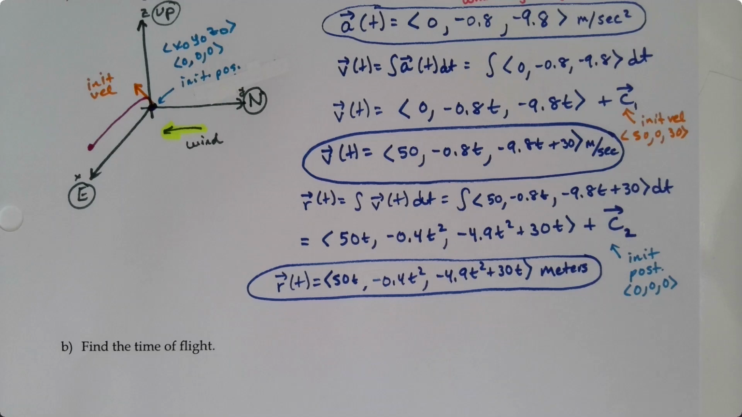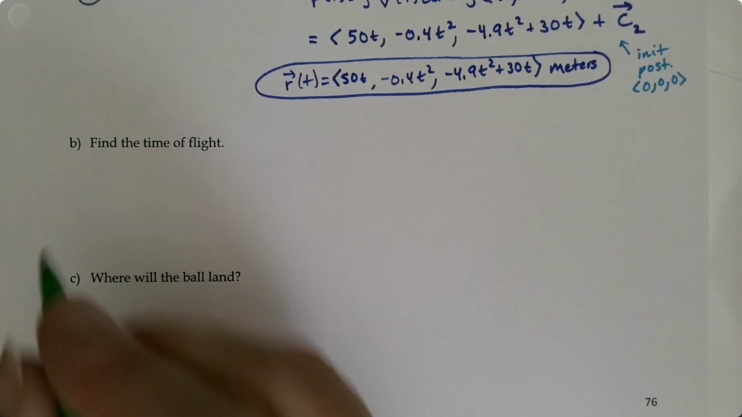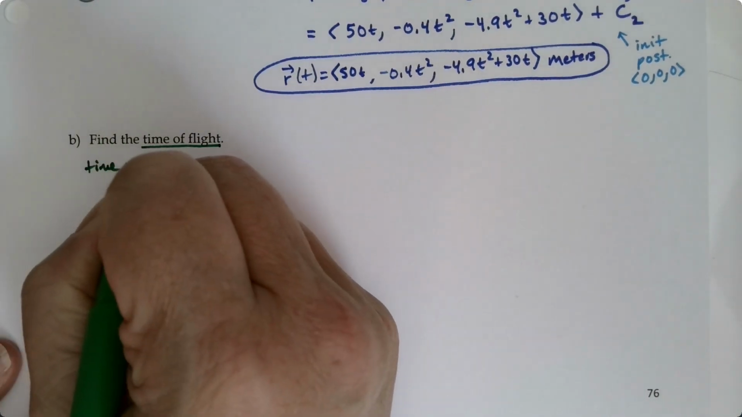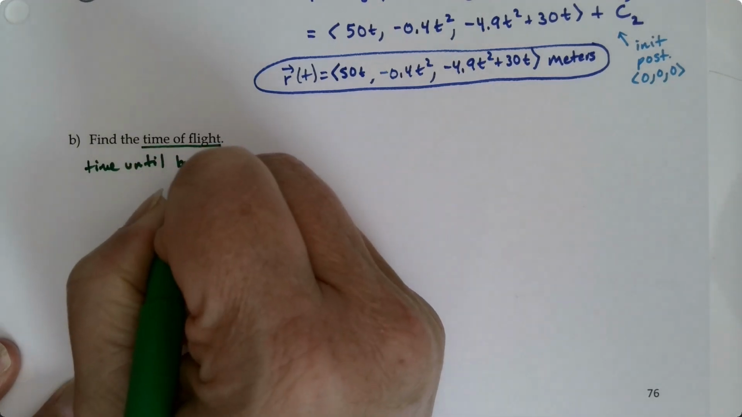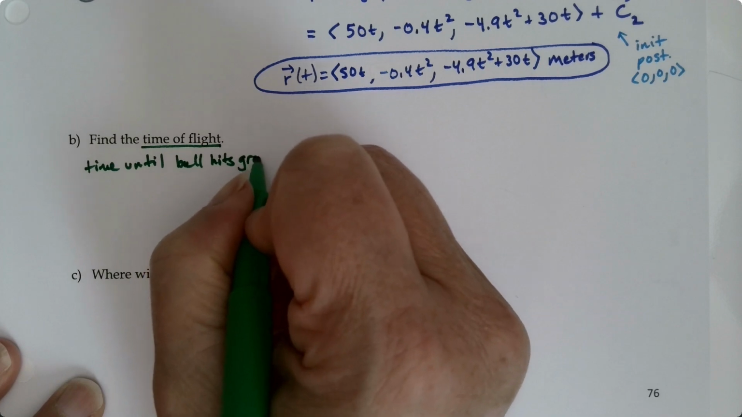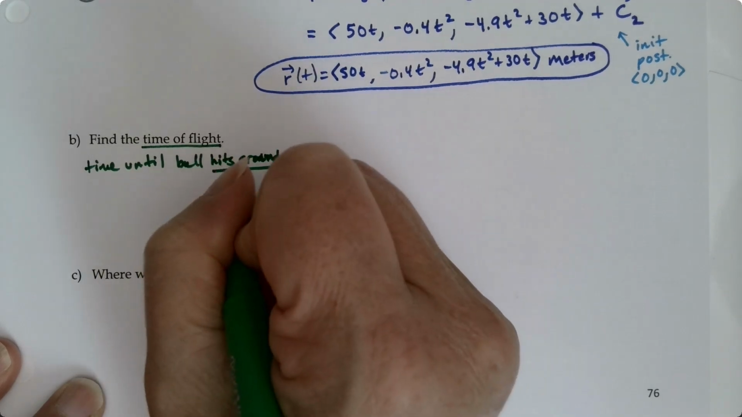Now, let's find the time of flight. The time of flight is the time it takes till the ball hits the ground. Now, it hits the ground at z is 0.